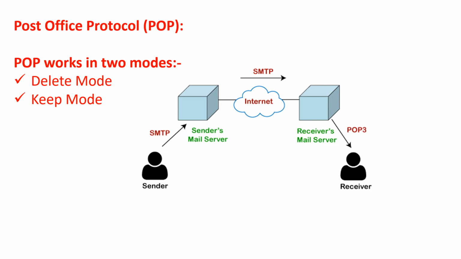POP works in two modes. The most common mode is the delete mode, which deletes the emails from the remote server after the emails are downloaded to the local system. The second mode is known as the keep mode, which does not delete emails from the mail server, and it gives the user an option to access mails later on the mail server.